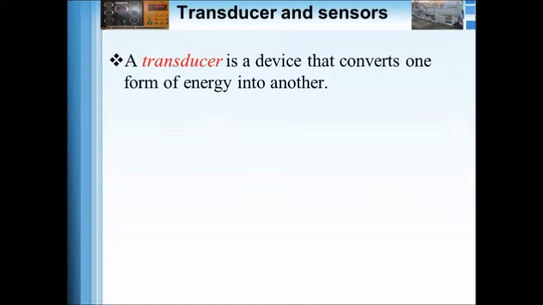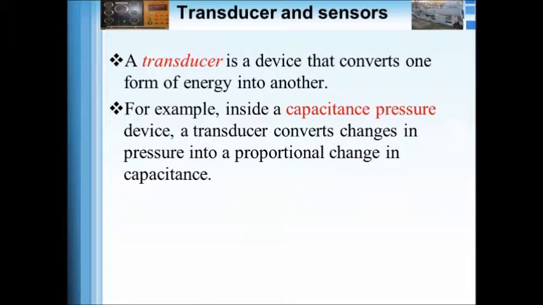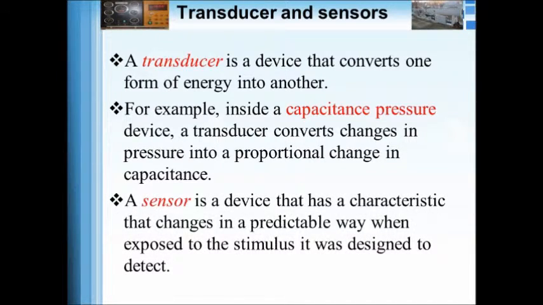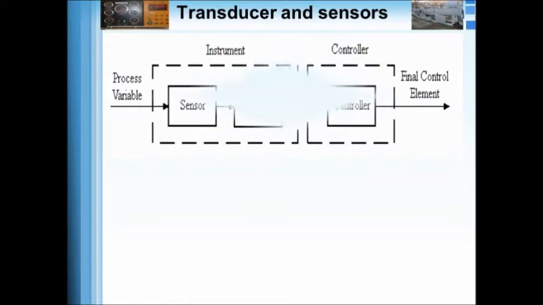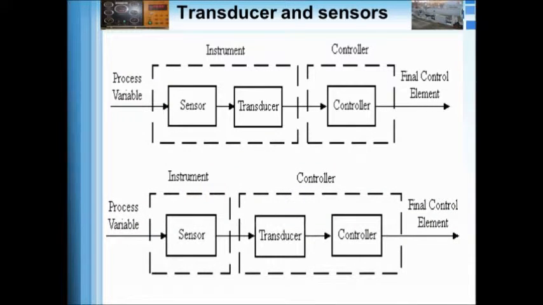A transducer is a device that converts one form of energy to another. For example, inside the capacitance pressure device, the transducer converts a change in pressure into a proportional change in capacitance. A sensor is a device that has a characteristic that changes in a predictable way when exposed to the stimulus it was designed to detect. Here we will see some sensors and transducers as instruments, and there should be a controller. And also here we will see a transducer as a part of the controller and a sensor as a part of the instrument.